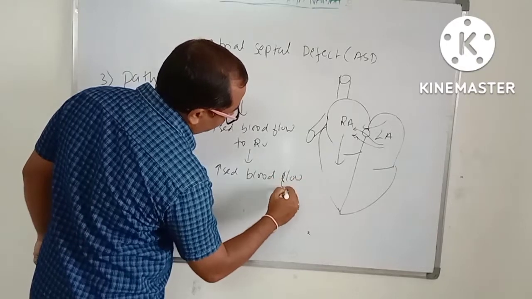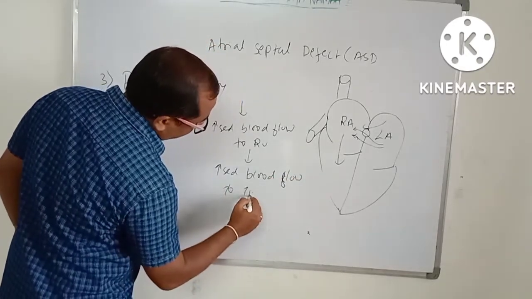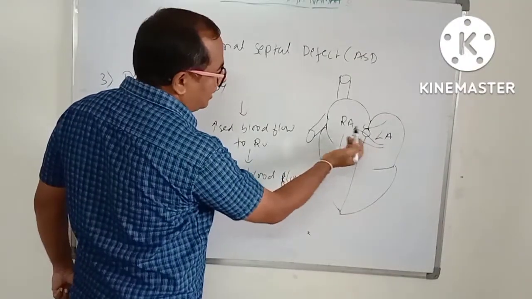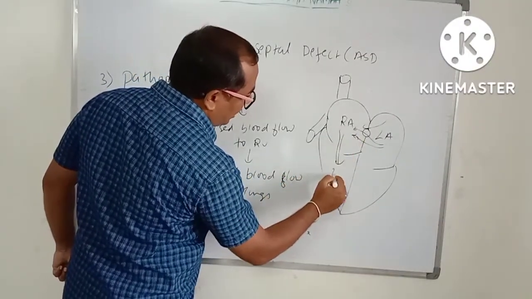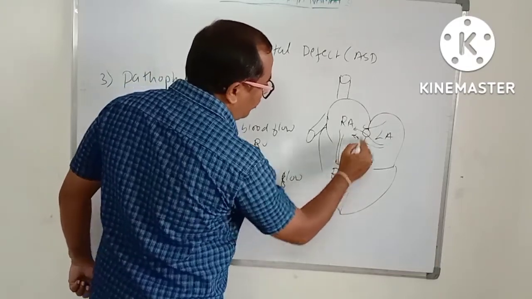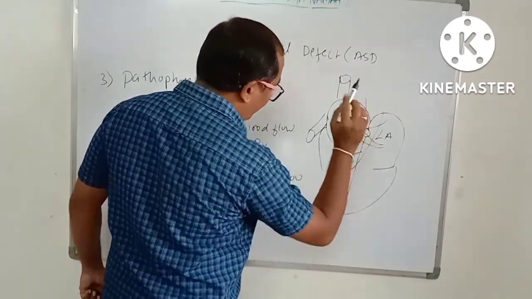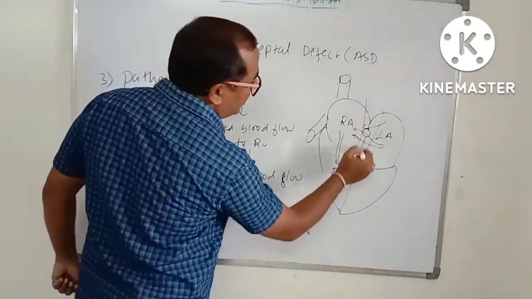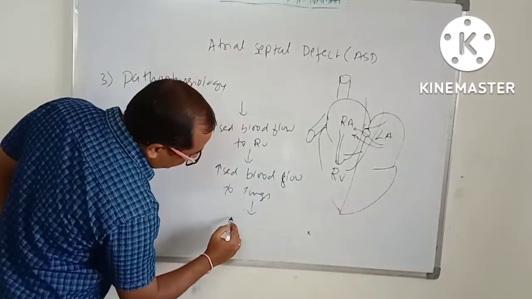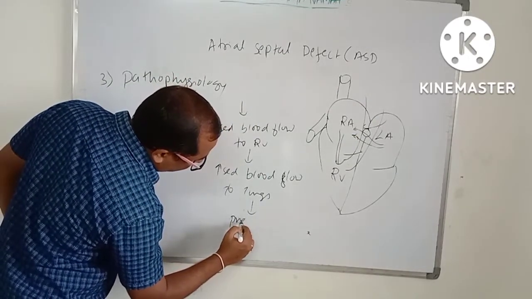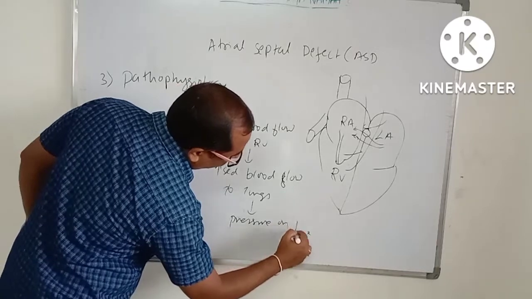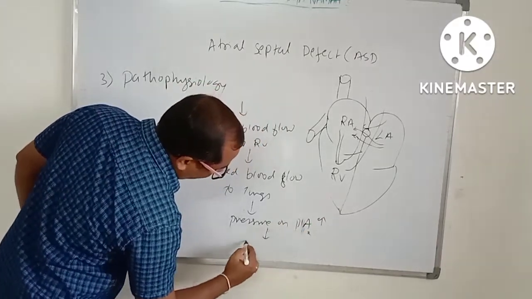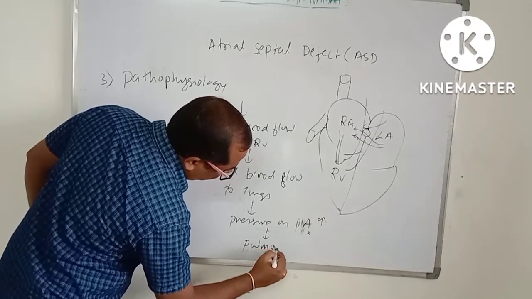and increased blood flow to the lungs. So more blood is coming from left atrium to the right atrium, and more blood is going to the right ventricle. And more blood is going from right ventricle to the pulmonary artery. Because of this, there will be more pressure on the pulmonary artery. The pressure on the pulmonary artery increases, and this is known as pulmonary hypertension.